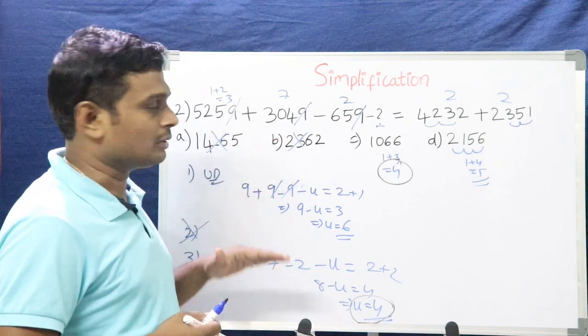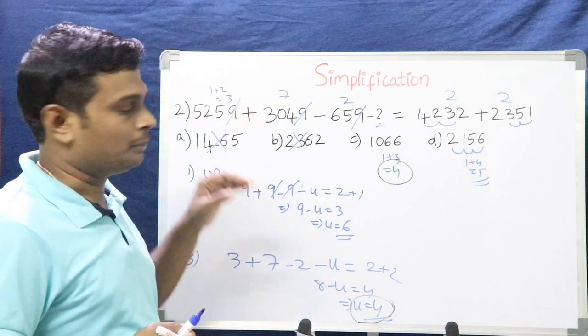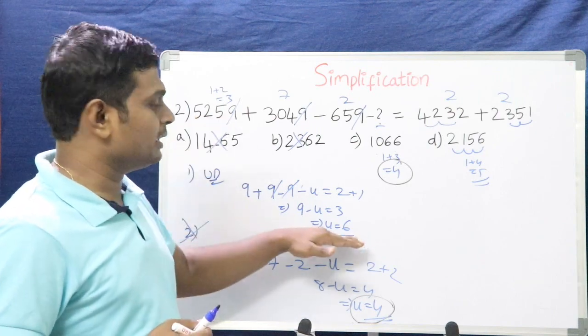Let me recap this one. What do we need to do in order to solve this one? First step, we need to calculate the unit digit. What is the unit digit? We got the unit digit as 6.